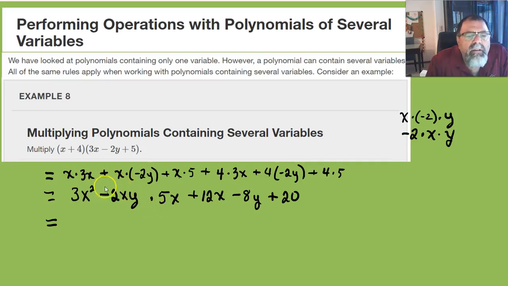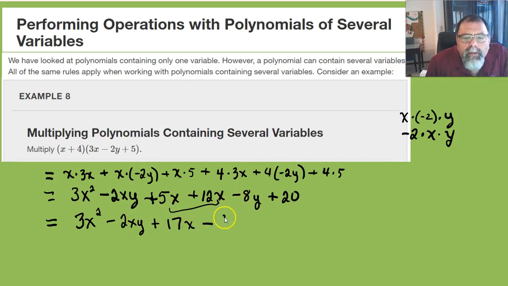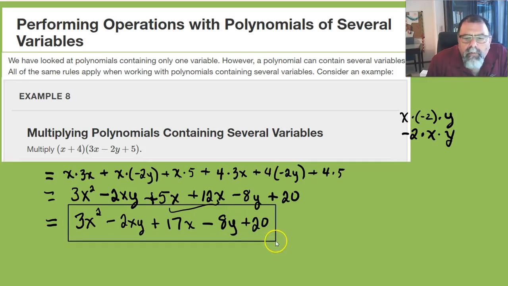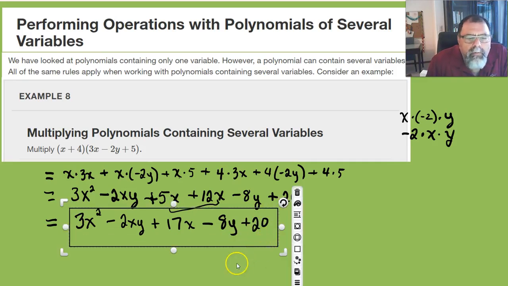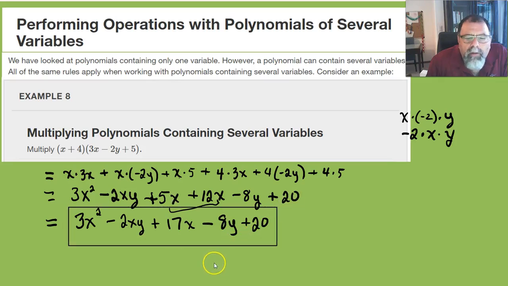Did I mess up here? This should have been a plus 5x. Okay. So look, I have these like terms, so I'm going to combine those, and I think that's it. So I'm going to have 3x squared minus 2xy. I'm going to combine these x's, 17x. And then I'm going to combine minus 8y plus 20. And we won't worry too much about what kind of order to put it, just as long as we have all the terms there.